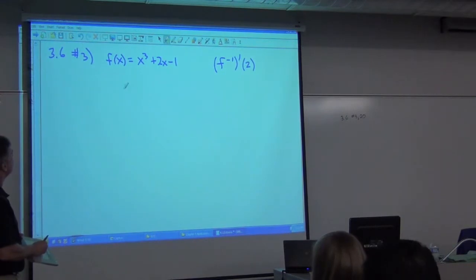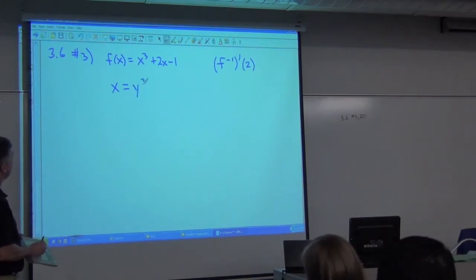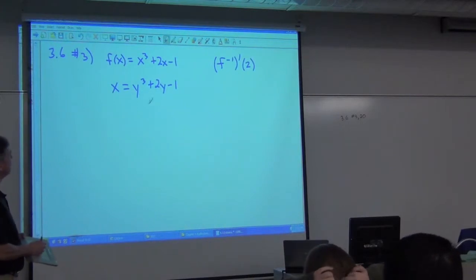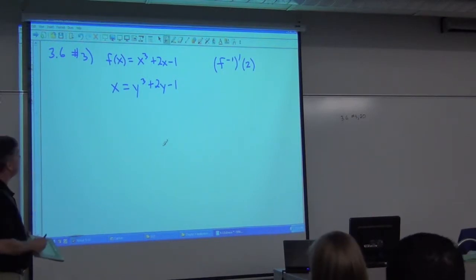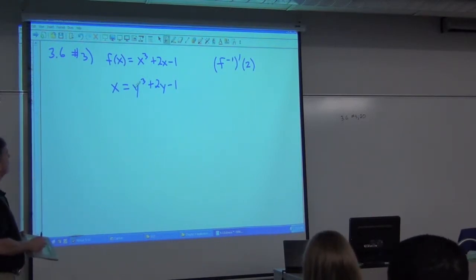Yeah, g of x. The problem here is if we set this up to find the inverse, we've got to let x equal y cubed plus 2y minus 1. Right? How are you going to find the inverse of that? How are you going to solve that for y? So looking at this, I'm thinking we could take the derivative of this function implicitly right here, couldn't we?